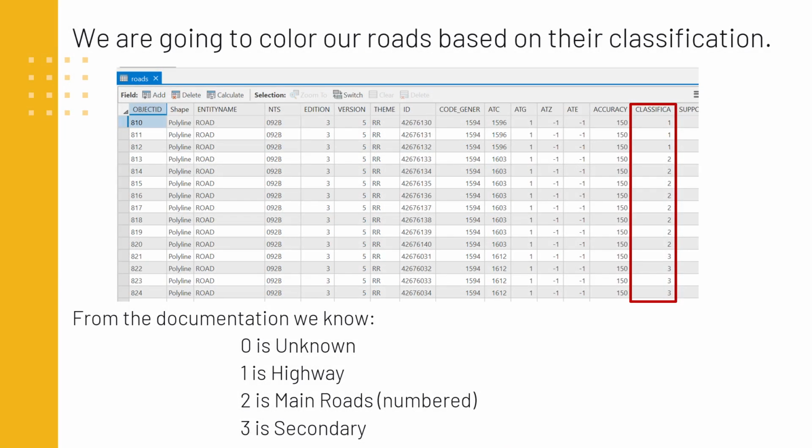What I'd like to do now is color our roads based on their road classification. If you open the attribute table, it should look something like this. If you scroll over, you're going to see there's a classification field. If you read the documentation, which I'm not going to make you do, we know that 0 is for unknown road type, 1 is for highway, 2 is for main roads or numbered roads, and 3 are for secondary roads.